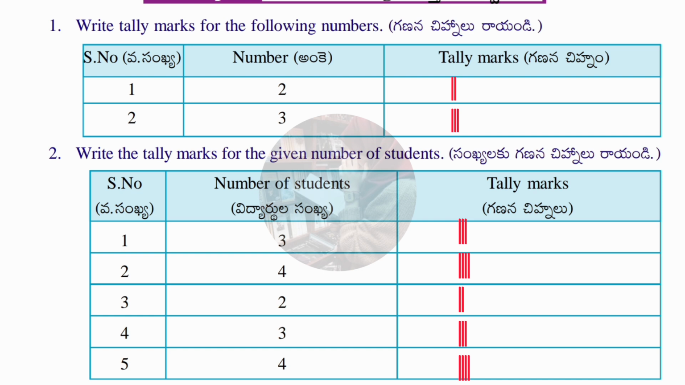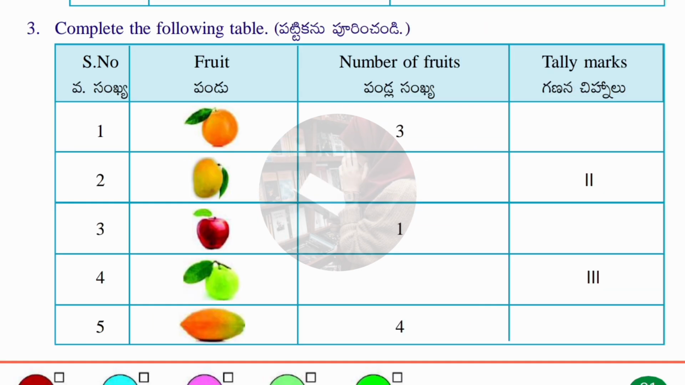Okay, so let's see the next third question, which is complete the following table. Here one table is given in which we have 4 columns, serial number, fruit, then number of fruits, then tally marks. Okay, let's see. First fruit is orange, number of fruits are 3, that's why draw 3 tally marks, 3 lines. Next mango 2, so draw 2 lines. Next apple 1, so draw 1 line. Next lemon 3, draw 3 lines. Next papaya 4, draw 4 lines.